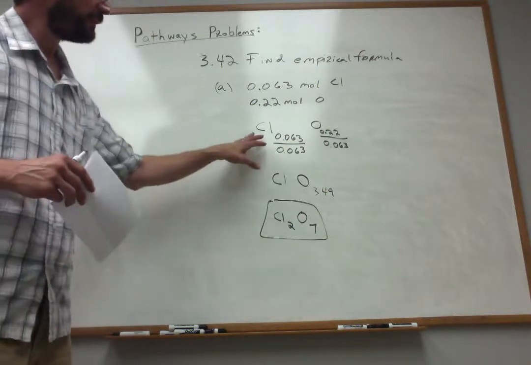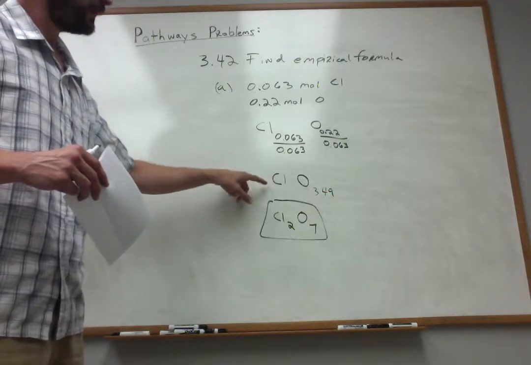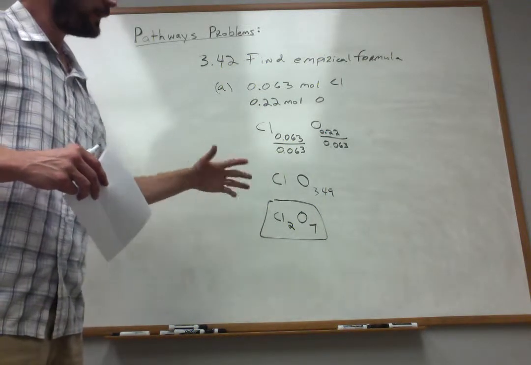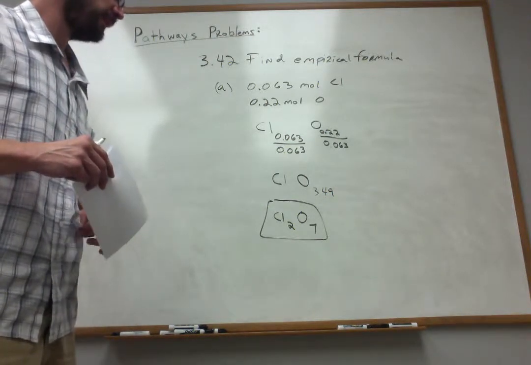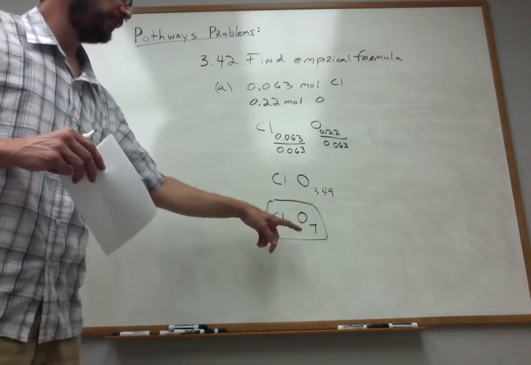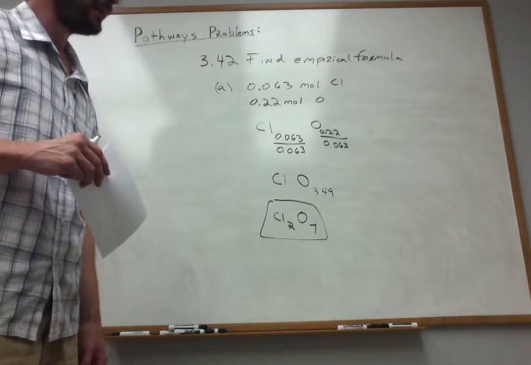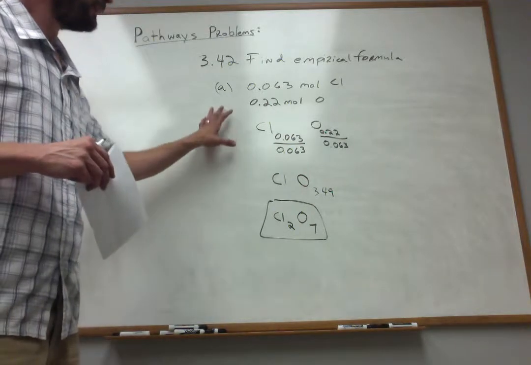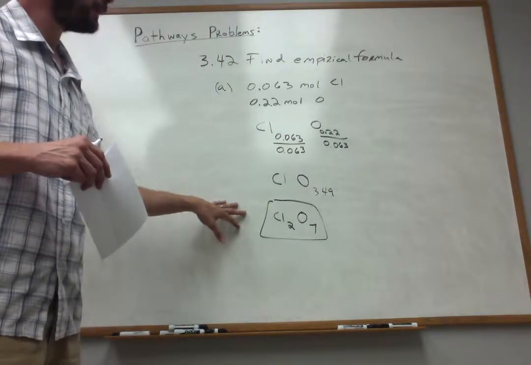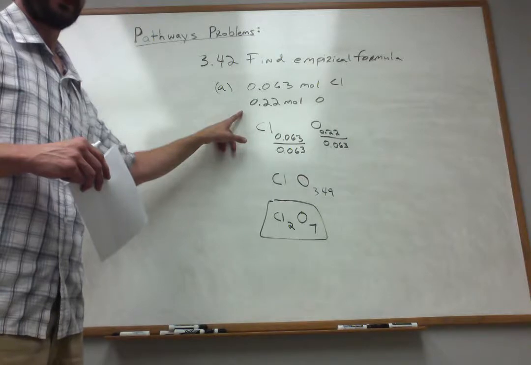So after you divide by the smallest number, you usually get to this point where you can kind of find a solution to reason your way through. In this particular case, if we double both of them, we get a 2 and a 7. And that's our empirical formula for this particular compound, okay? So that's how to come up with an empirical formula from elemental data, all right?